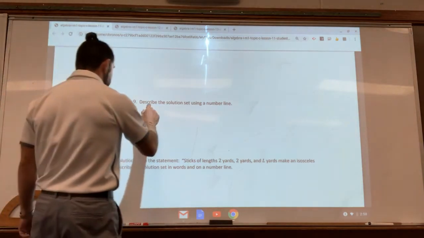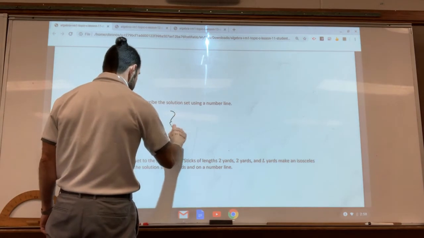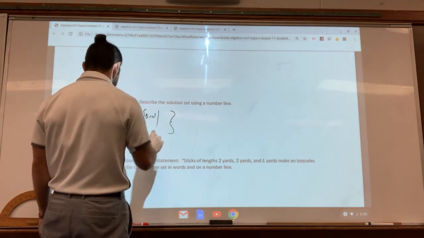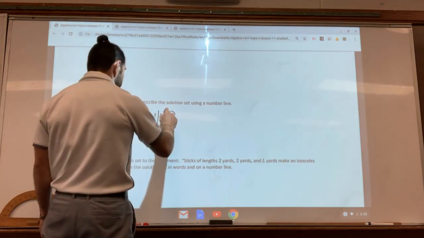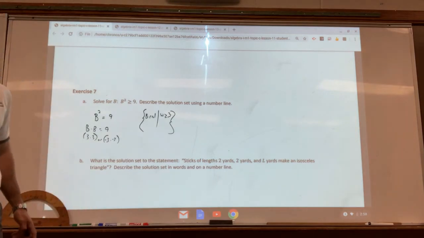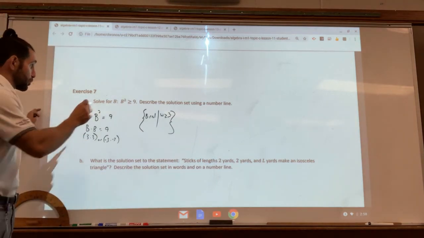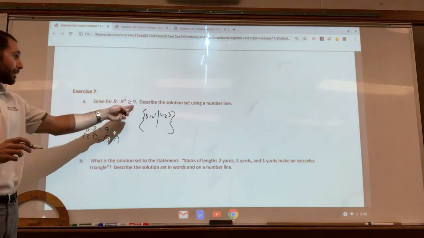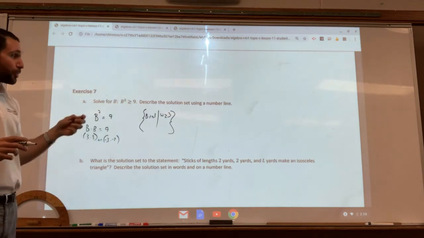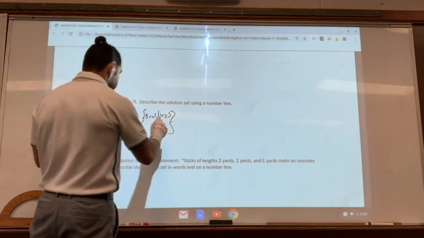So when I make my set notation, I say b real, and then I've got b is greater than or equal to 3. Why? Because 3 squared is 9, which is equal to 9. What about 4? 4 squared is 16. Oh, that's greater.